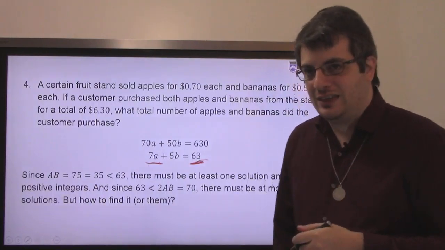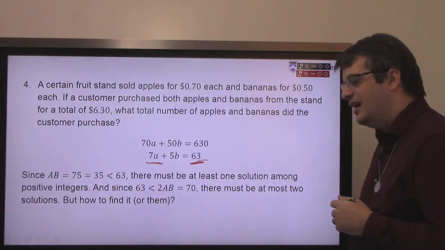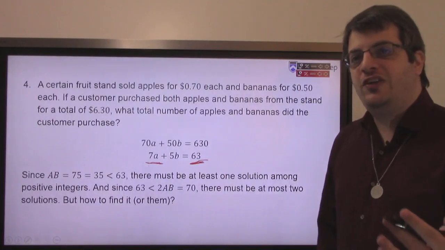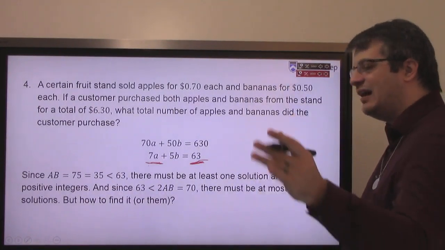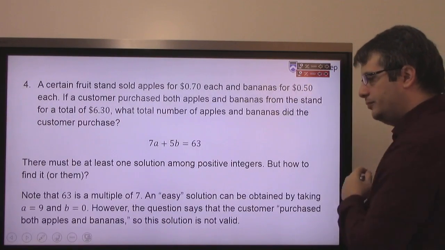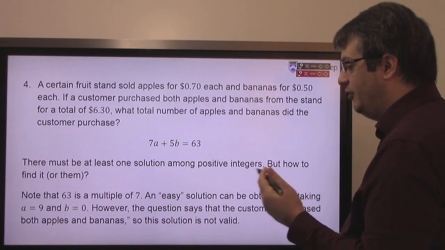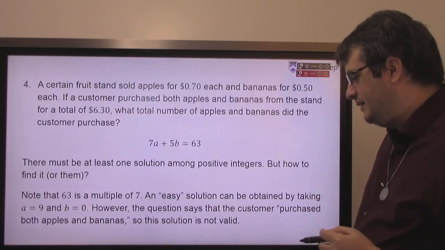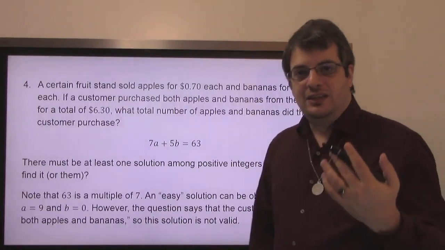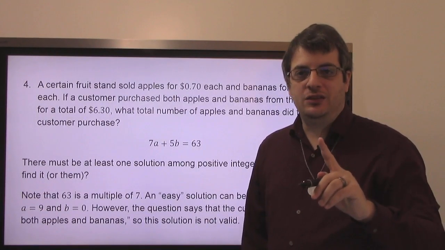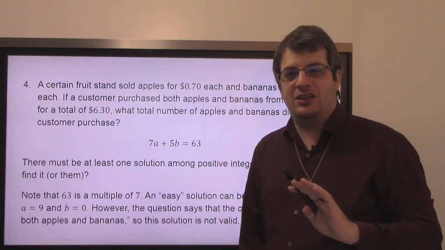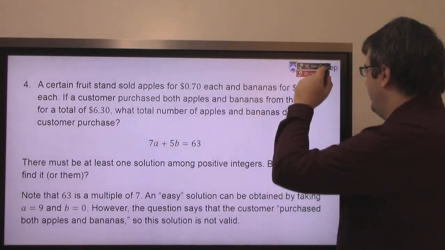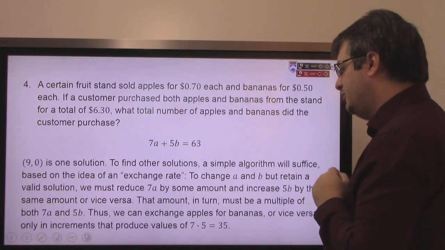Yes, antimony is exactly right, and exactly right about being not legitimate. But that is still where you start. Okay? It's fairly simple to say, okay, I bought 9 apples and no bananas. But, of course, the question says, I purchased both apples and bananas, so this solution is not a valid one. Still, this solution is my starting point, right? 9 comma 0 is my starting point to get my final solution.